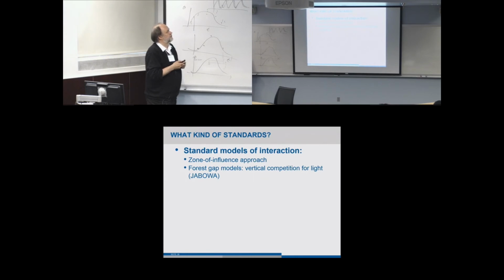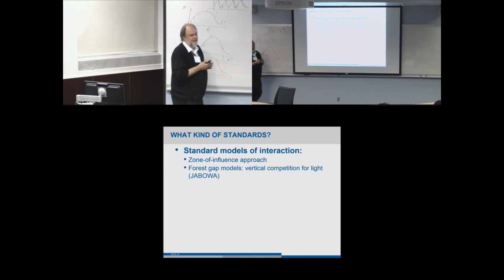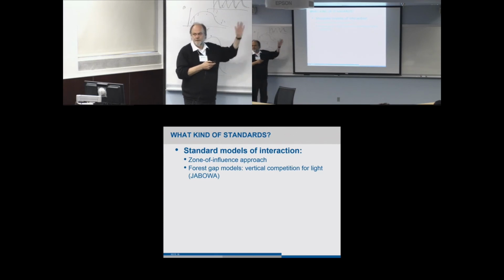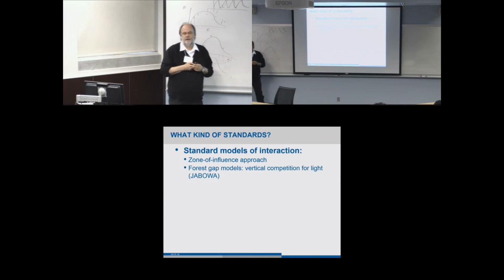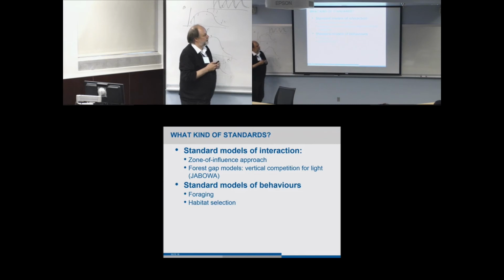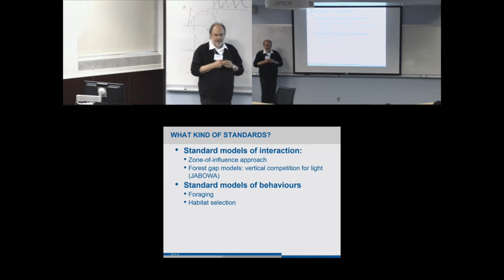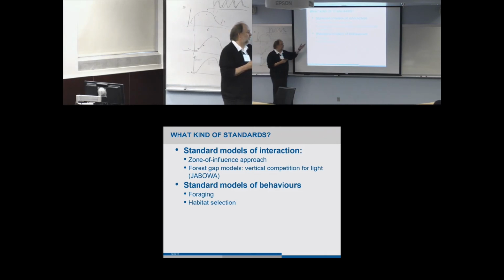And what kinds of standards? It could be standard models of interaction. Plant people are quite good with this. They have zone of influence models, so circular zones of influence, or these gap models, which model vertical competition for light. These standard models of interaction have proven extremely powerful. They're used in hundreds and hundreds of models. Standard models of behaviors, we are not there yet. But I think, why not a standard foraging model, a standard habitat model?